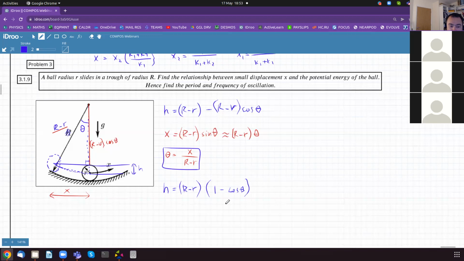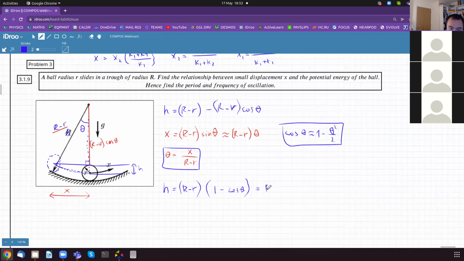We need to use the small angular approximation for cosine as well. So cosine theta is approximately 1 minus theta squared over 2. This is the small angular approximation formula for cosine. And we place that here.